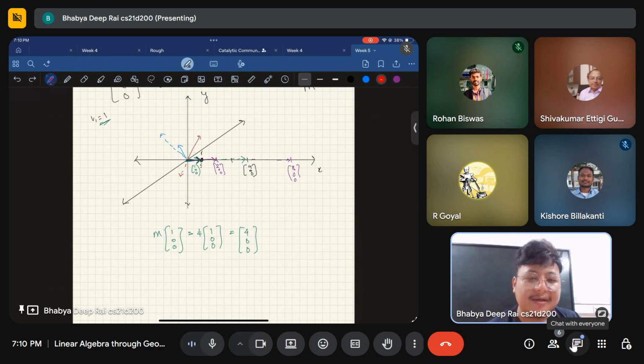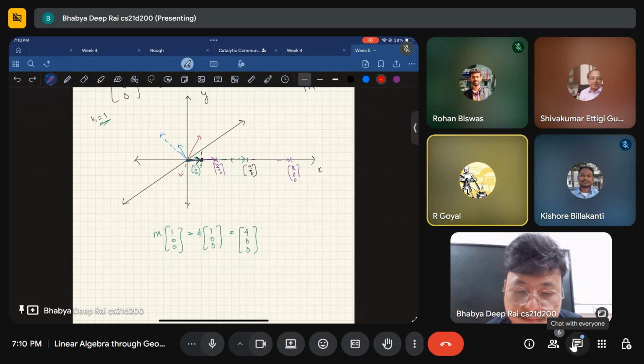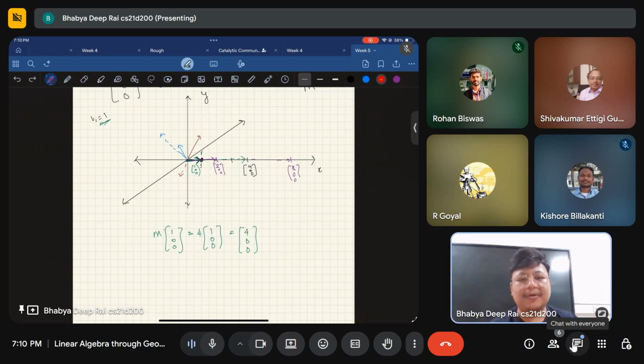I have a query here. How do we define this M square thing? Say M is a matrix, then how do we define M square? Will this be the product of M with itself or something else? How do you define M square? Well, you do the operation once and you do the operation once again.